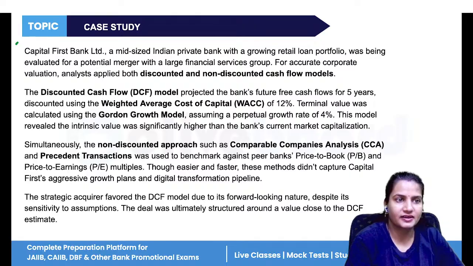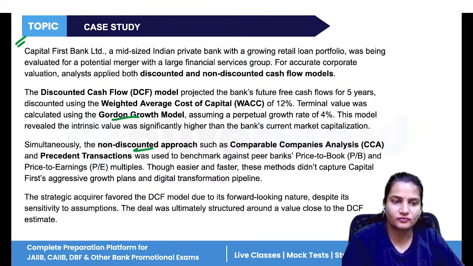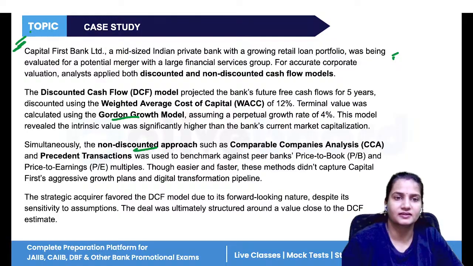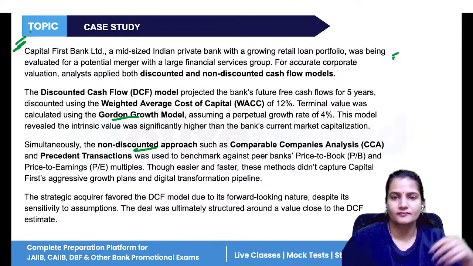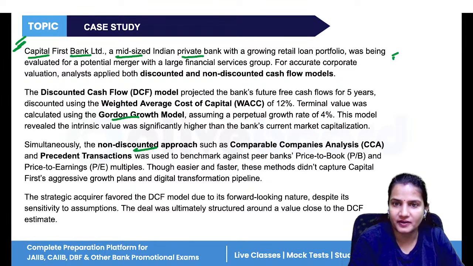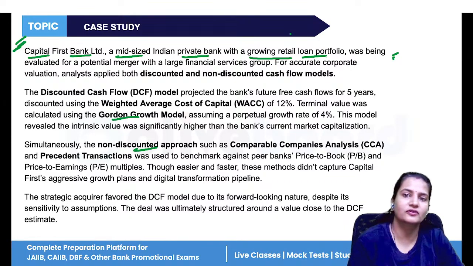Right. Now, a case study is given on WACC and Gordon model, discounted approach, and non-discounted approach. So all different approaches are included in this case study. Now, what does the case study say? Capital First Bank Limited is there. This bank is a mid-sized bank. It is a private bank and it is a growing bank. Its retail loan portfolio is in a growing stage.